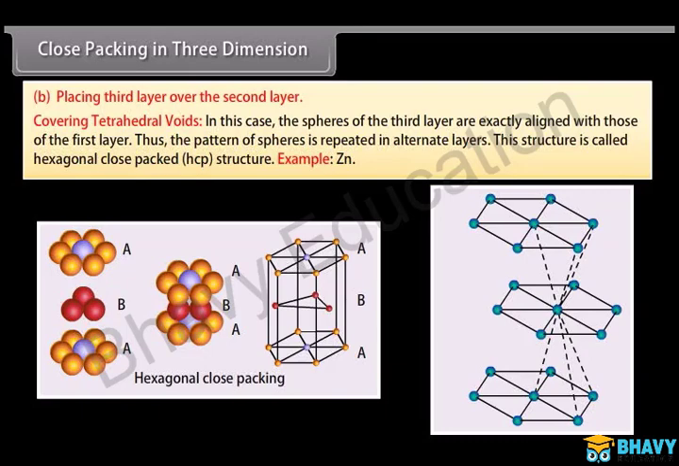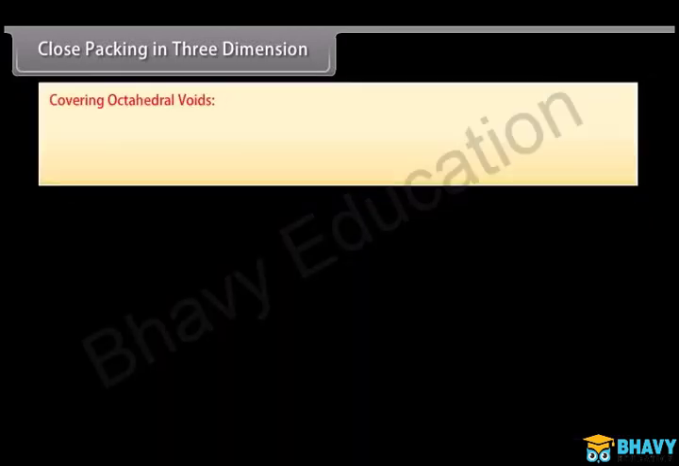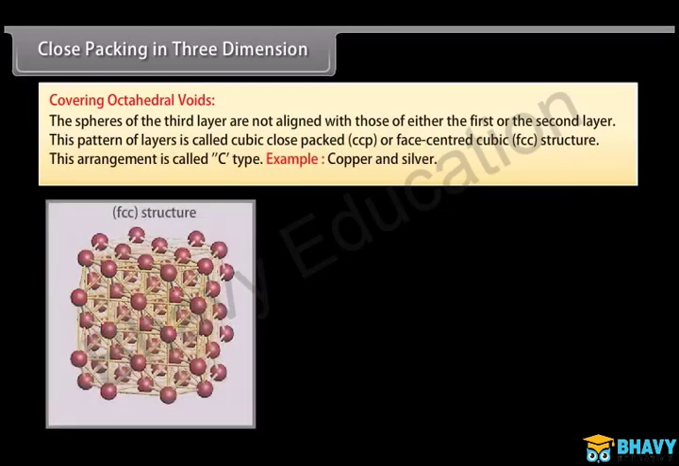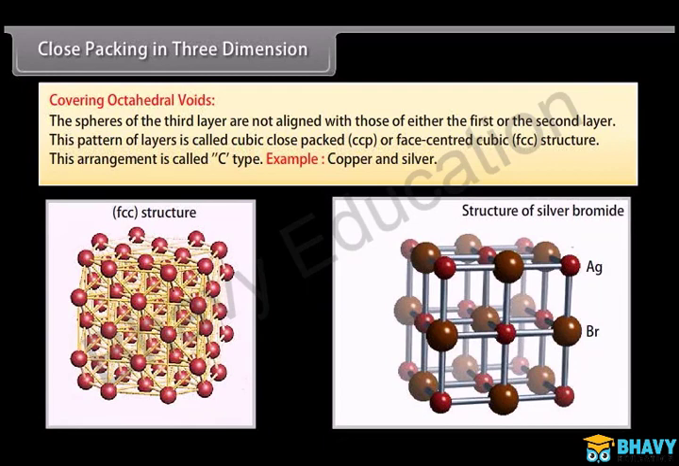Example: zinc. 2. Covering octahedral voids. The spheres of the third layer are not aligned with those of either the first or the second layer. This pattern of layers is called cubic close-packed CCP or face-centered cubic FCC structure. This arrangement is called ABC-type. Example: copper and silver.